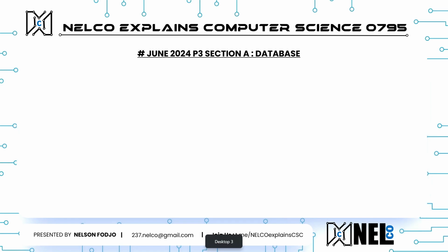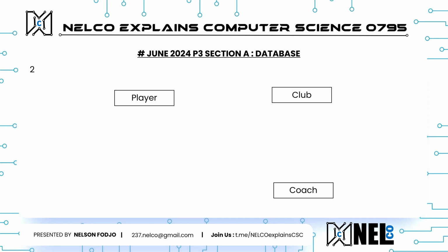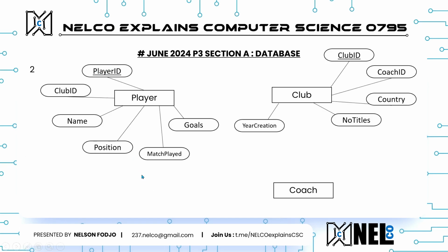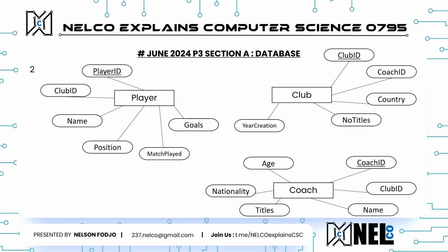So we're going to go to our section which asks us to draw an entity relationship diagram. The first thing we're going to do is put our entities. We have three entities involved here: the player, the club, and the coach. Next, we put all their different attributes. The player has as attributes player ID, club ID, name, position, matches played, and goals. Don't forget that the primary key should be underlined. Next, the club: club ID, coach ID, country, number of titles, year of creation. Coach: age, nationality, titles, name, club ID, coach ID.